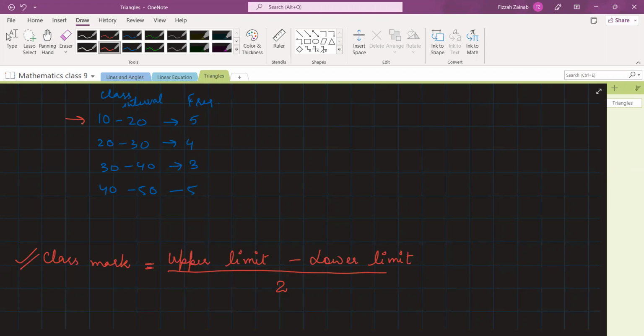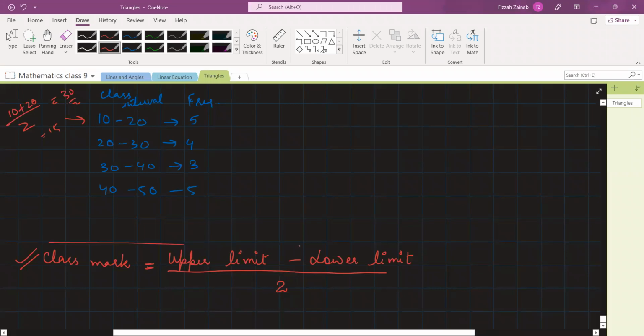Right? Now please say yes or no. Yes, I know it will be 15. So how will I get that 15? I simply do 10 plus 20 and then divide it by 2. So I get 30 divided by 2, which is 15. So this way I can find the mid value. So that's the formula you can use, upper value minus lower value divided by 2. Right?